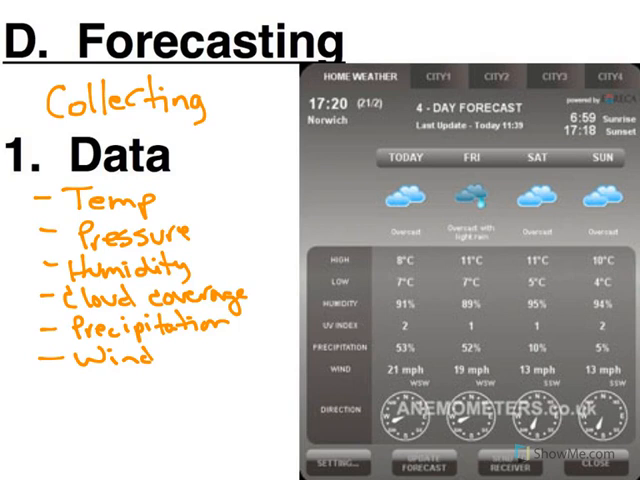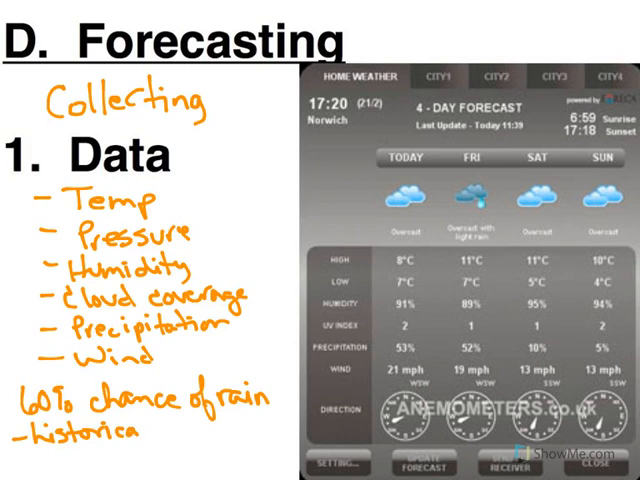Then they look to see, well, based on our data, looking at the days that have had conditions similar to today, what happened? So when you hear a forecast say something like there is a 60% chance of rain, what that means is, historically, under the same conditions, 60% of the time it has rained.